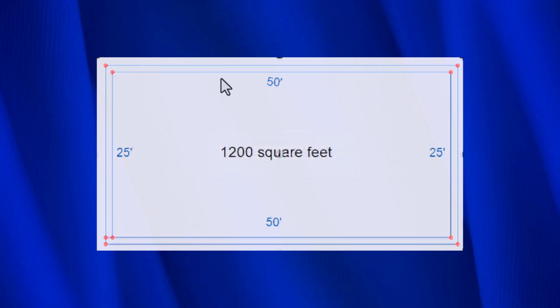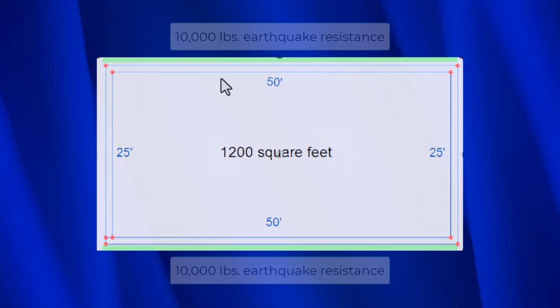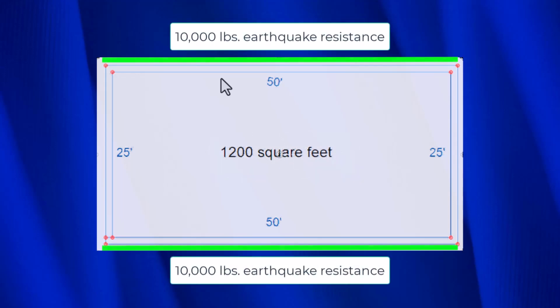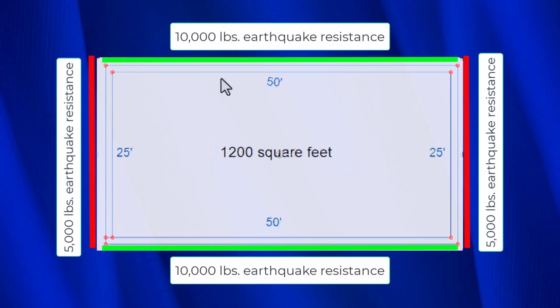Now if we look at the long walls, the cripple walls can resist 200 pounds per linear foot. So we take that 50, we multiply it by the 200 pounds per linear foot resistance, we end up with 10,000 pounds of resistance on the two long walls. Now for the short walls, it's the exact same thing. We multiply 25 times 200, and we end up with 5,000 pounds of earthquake resistance on all sides.